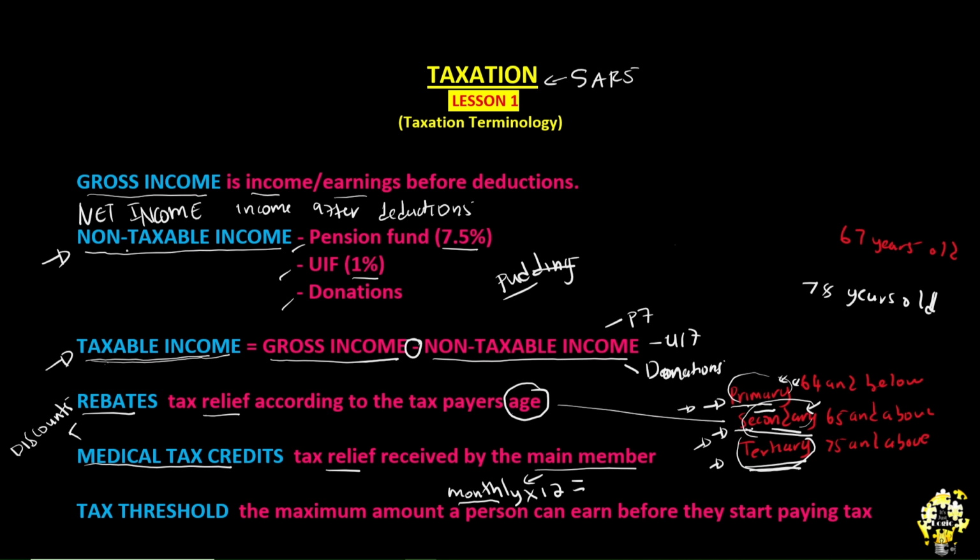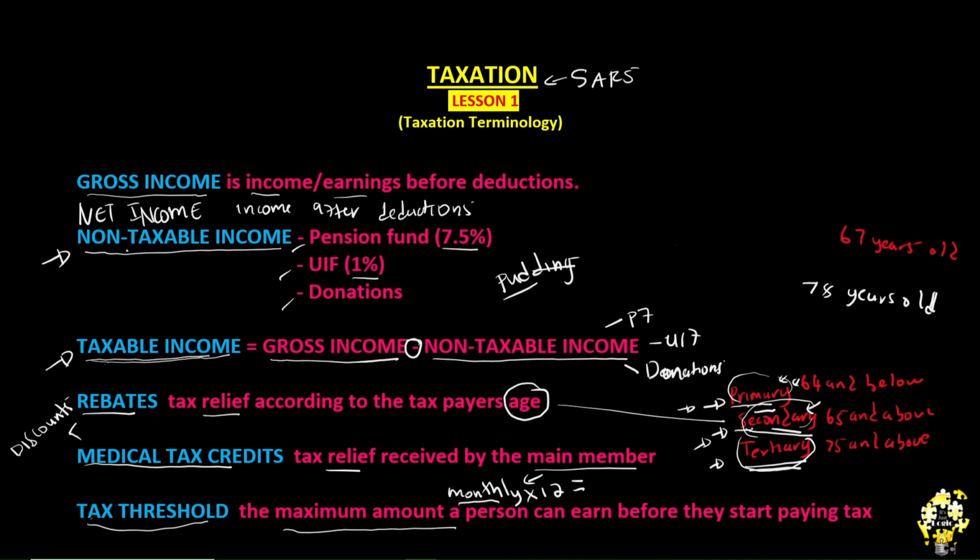And now here we have something called tax threshold. Tax threshold is, and this is an important definition, because if you do not understand this definition, you're going to have problems. Tax threshold is the maximum amount a person can earn before they start paying tax. I'll repeat. Tax threshold is the maximum amount a person can earn before they start paying tax.